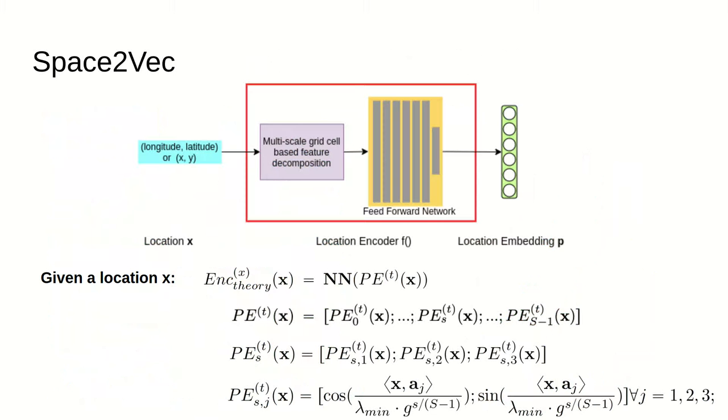Inspired by grid cells, we propose a multi-scale representation learning model for space called Space2Vec. The core idea is that before feeding into the feed-forward neural network, we first decompose the input coordinate into a multi-scale periodic representation by following the idea of grid cell location encoding. The output location embedding can be used in multiple tasks such as POI type classification and image classification. We evaluate our model on these two tasks.